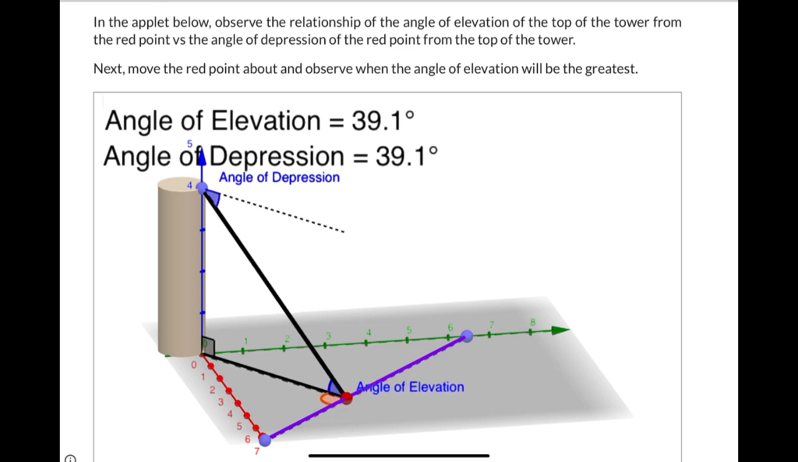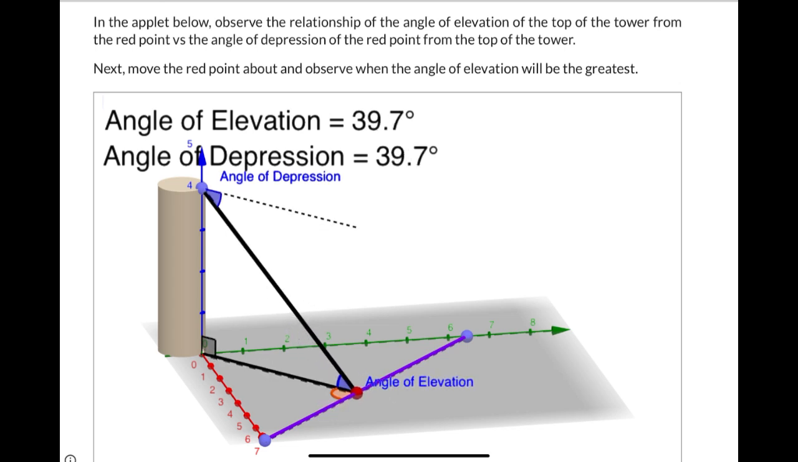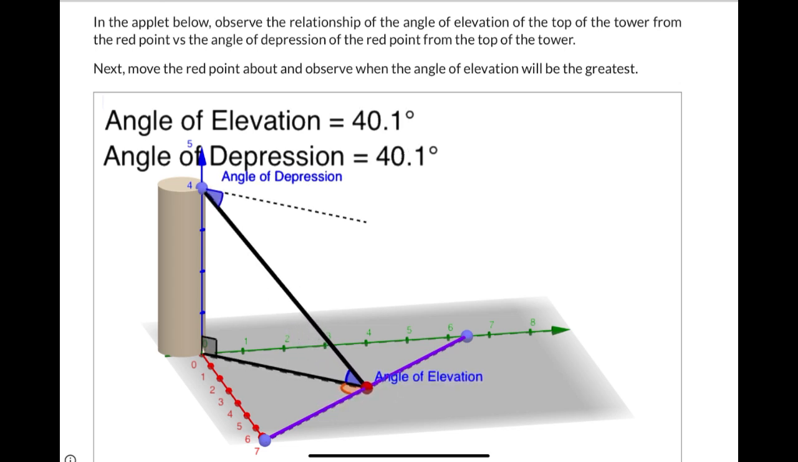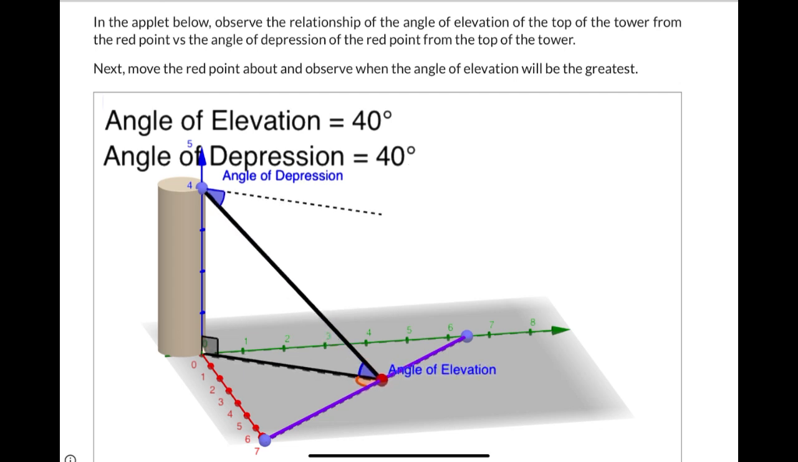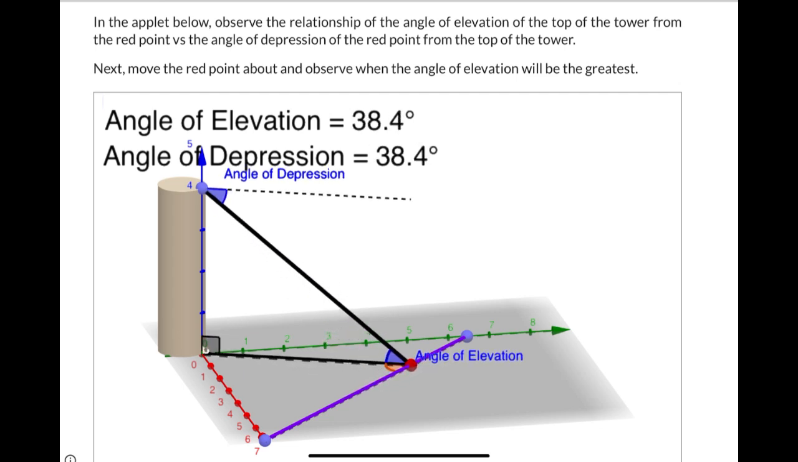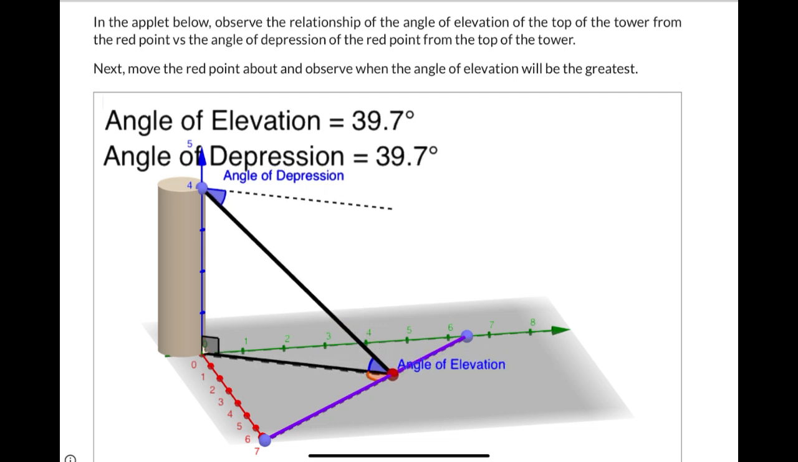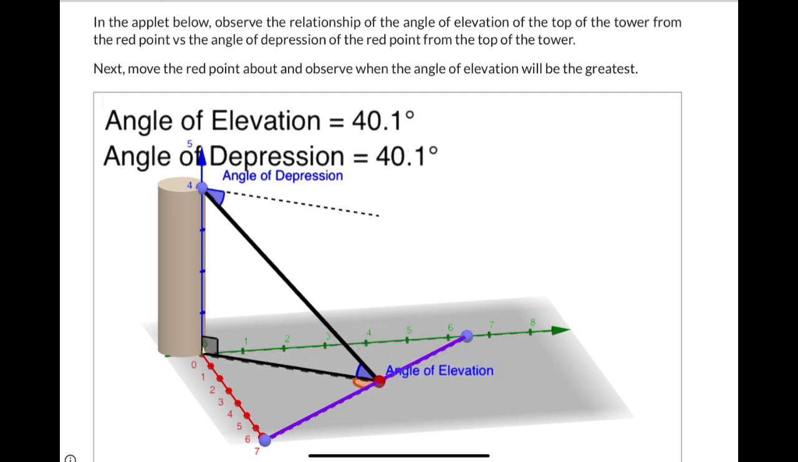You notice that the angle is slowly increasing until it reaches 40.1, and then the angle starts to decrease again. So from here, I am able to guess and to know that the greatest angle of elevation and depression is actually 40.1 degrees. Any point beyond or below this point, the angle will be less than 40.1 degrees.